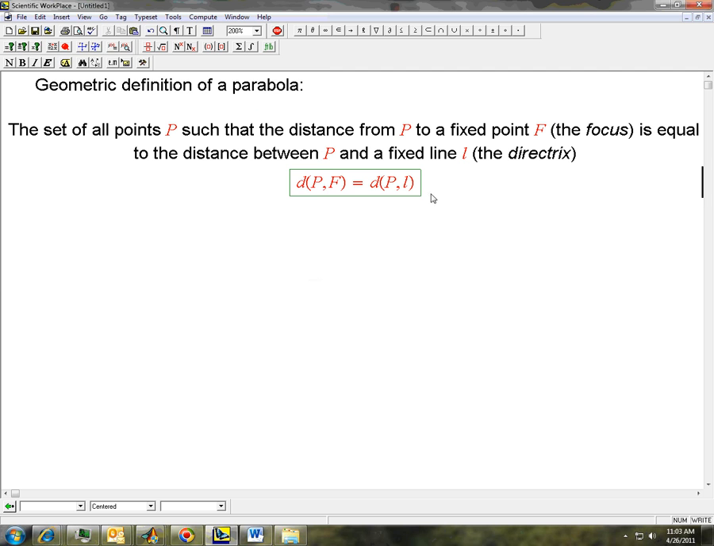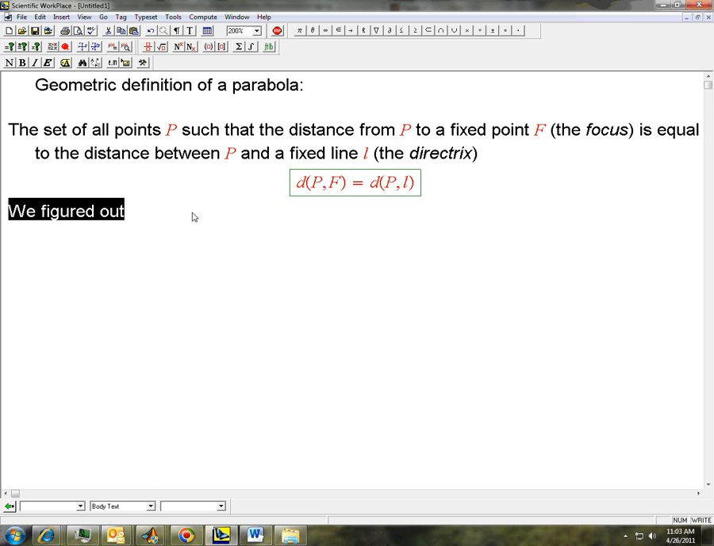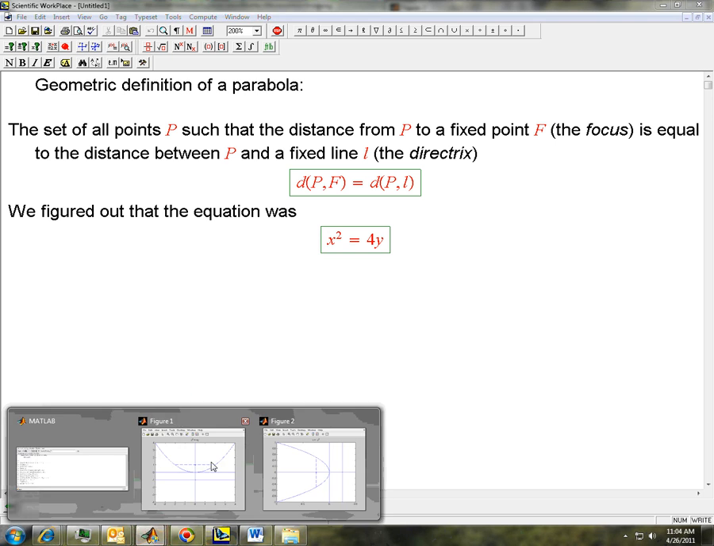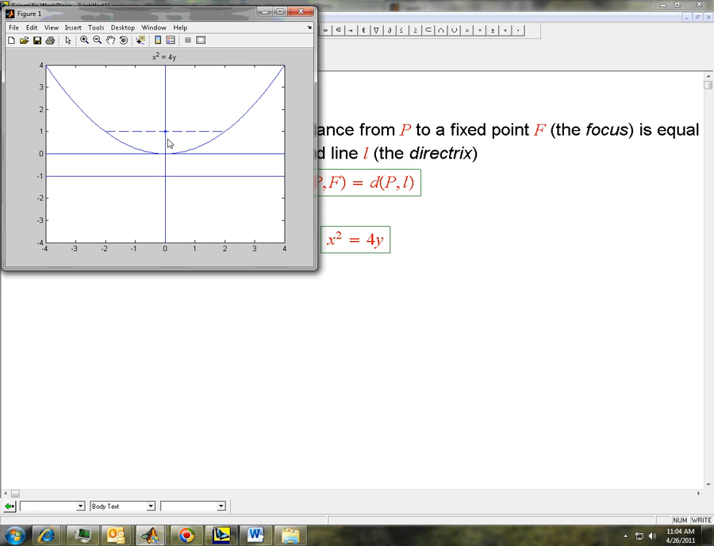And then we figured out that our guess was correct. We figured out that the equation, and I won't review that right now just to save time, turned out to be x squared equals 4y is one way to write it. And that was with this particular case where the focus was 1 unit up and the directrix was 1 unit down, so that in the middle was the origin.